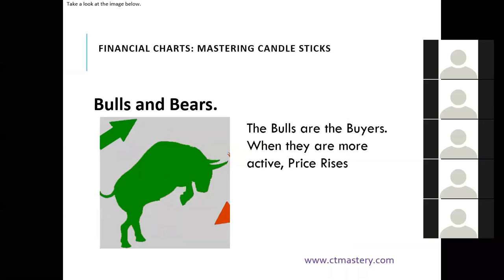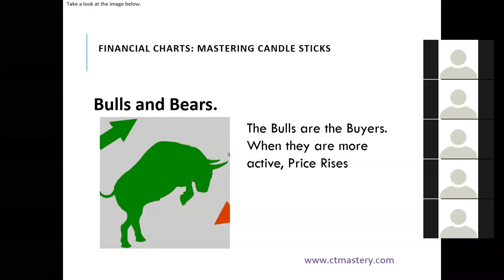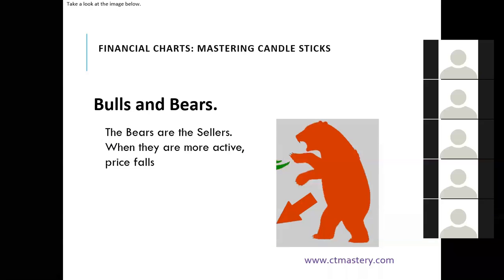We should see the bulls as the buyers. When the bulls are active, that is when there is a lot of buying activity in the market, the price is going to rise. It is natural that when a lot of people are buying a particular thing, the price of that thing is going to rise. When the demand for something is so high, the price is going to rise. So we see the bulls as the buyers, and when they're very active, the price is going to rise. And we see the bears as the sellers. When a lot of people are selling, the price is going to fall.